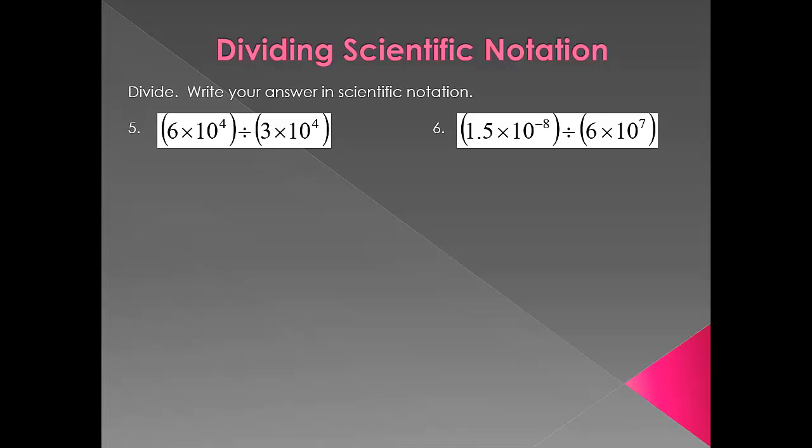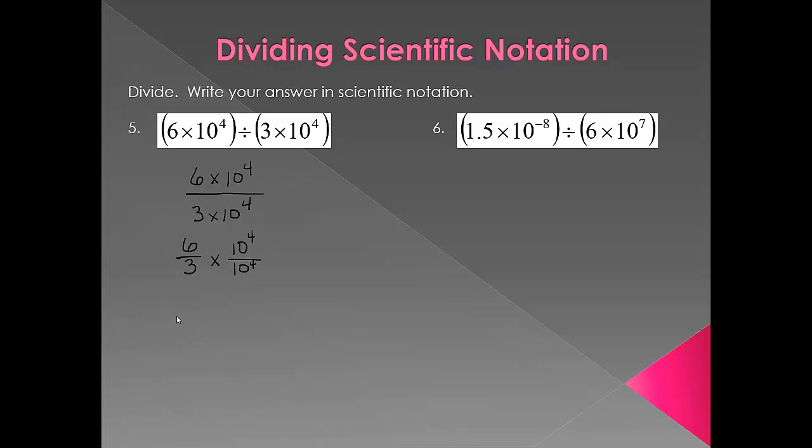So for number 5, I have the quantity 6 times 10 to the 4th power divided by the quantity 3 times 10 to the 4th power. First thing I'll do is I'll go ahead and write this out as a division problem, or I can write it as a fraction. So I have 6 times 10 to the 4th power, and that would then be over 3 times 10 to the 4th power. Now I want to divide my factors and my powers of 10 separately. So I have 6 divided by 3, and that's times 10 to the 4th divided by 10 to the 4th.